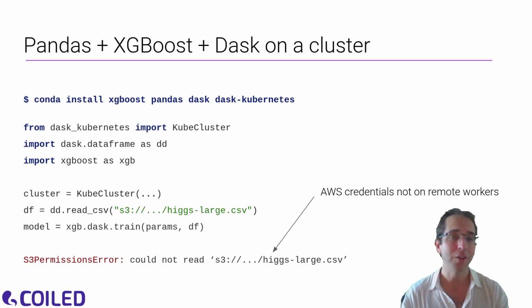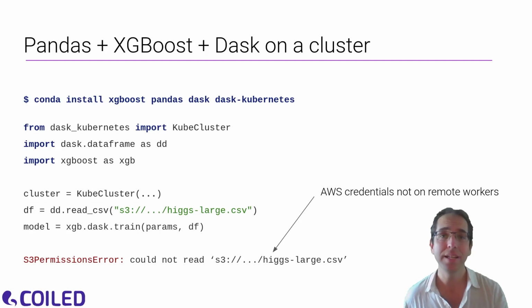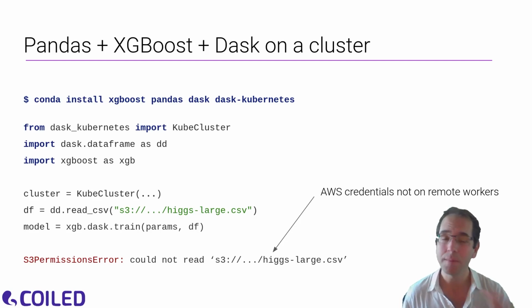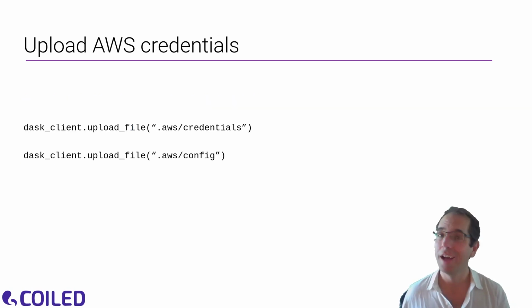Those pods, those containers don't look like us. They don't have the same credentials that we have. And so if the dataset that you were trying to read isn't publicly accessible, or if it requires some sort of authentication in order to download, you're going to need to somehow figure out how to distribute your credentials onto your Dask workers on your Kubernetes cluster. The sort of hacky way to do this is to use Dask itself. Dask provides mechanisms to upload files to all of your workers.